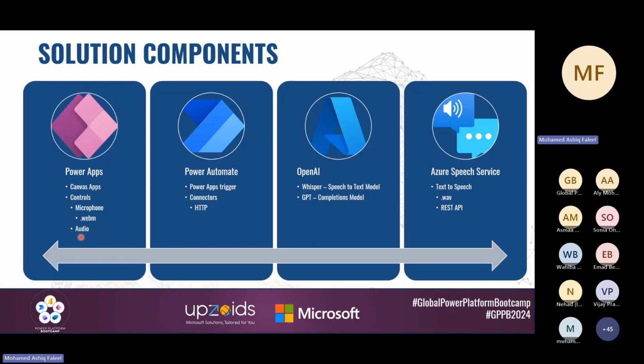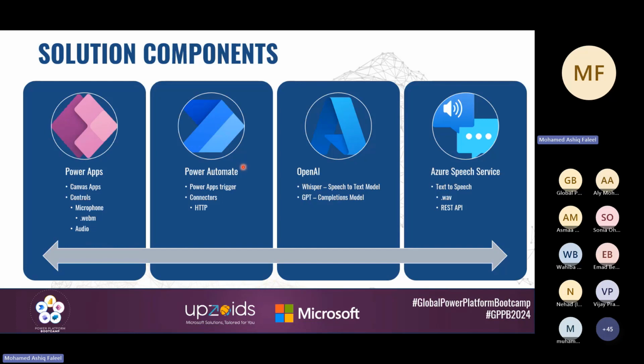And then we have used the audio control, which is used to play back the audio generated from the Azure text-to-speech service. The next one is the Power Automate flow. This is the one which creates the magic when the recording is done using the microphone control. It uses a Power Apps trigger so that the Power Automate flow gets triggered as and when the microphone control stops recording.